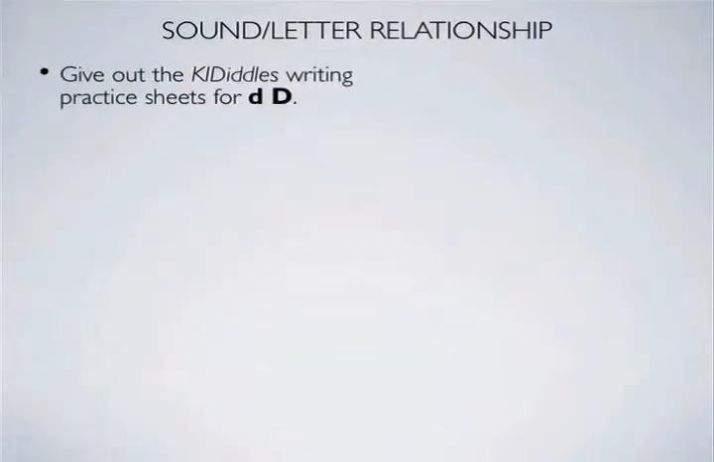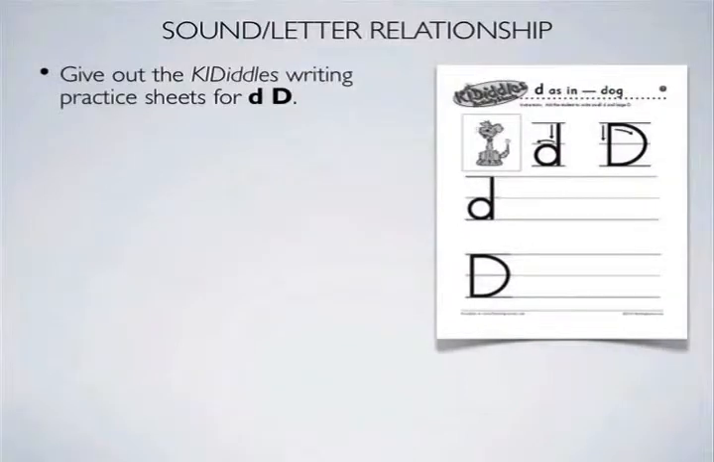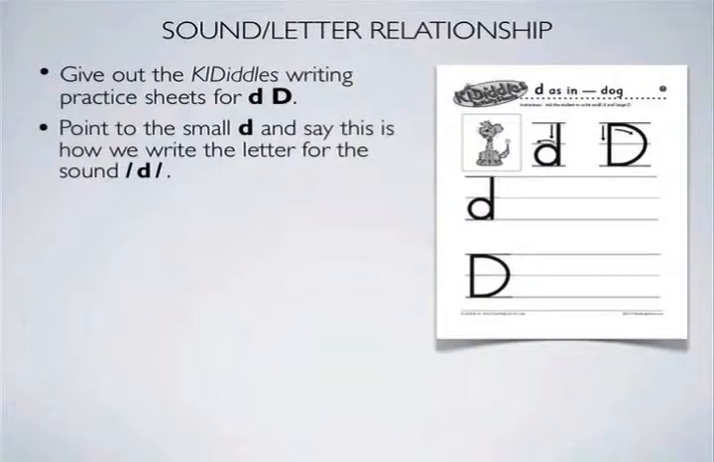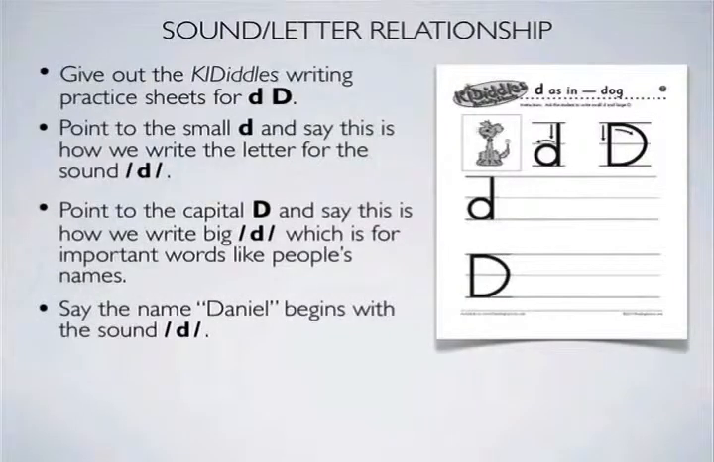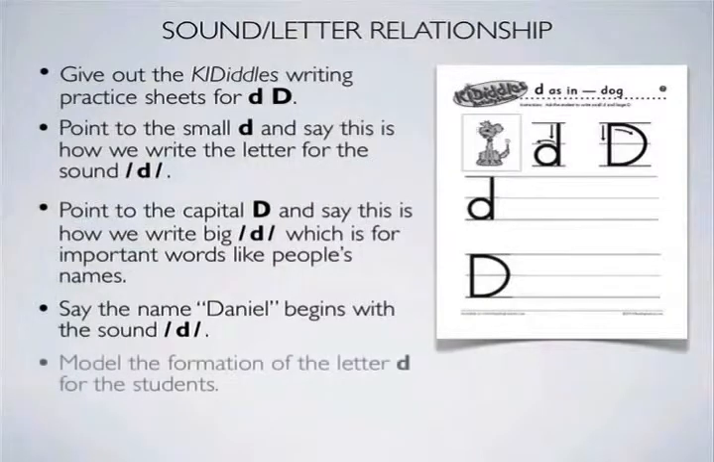Give out the Cadiddle's writing practice sheets for little d and big D. Point to the small d and say, "This is how we write the letter for the sound D." Point to the capital D and say, "This is how we write big D," which is for important words like people's names. Say the name Daniel begins with the sound D. Model the formation of the letter D for students.